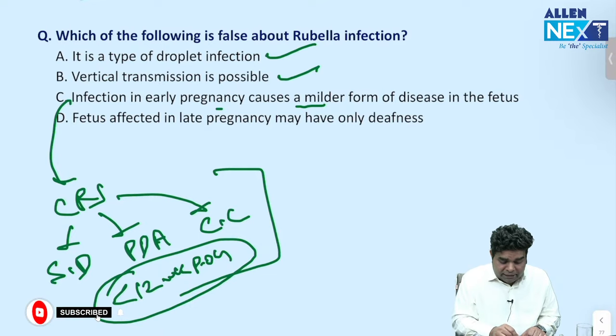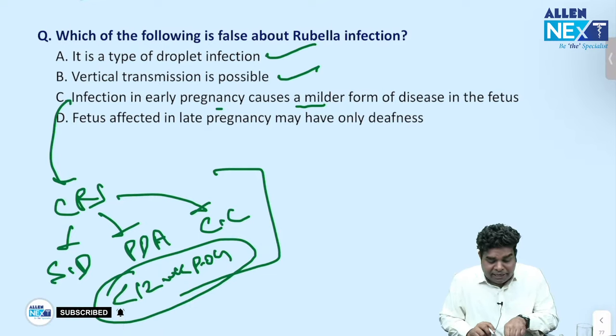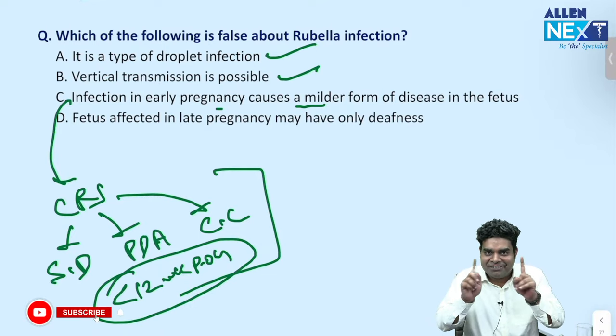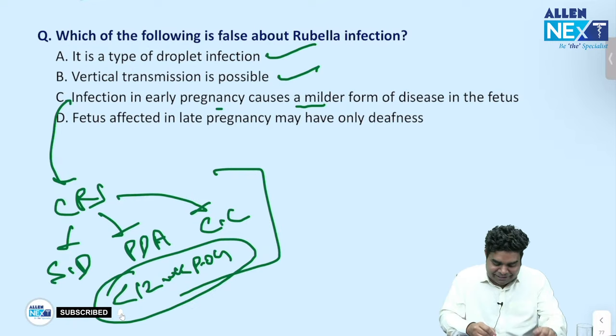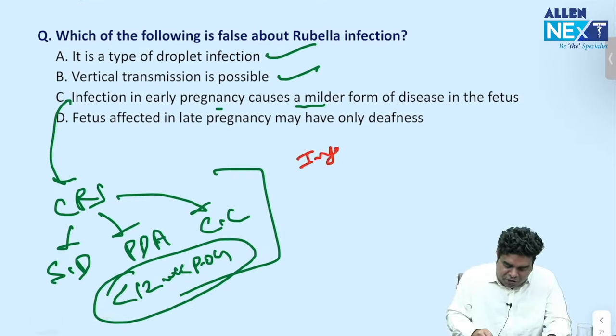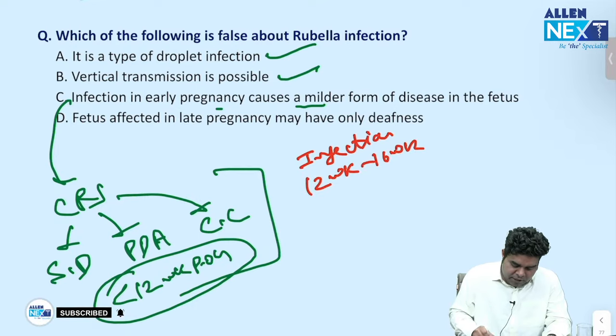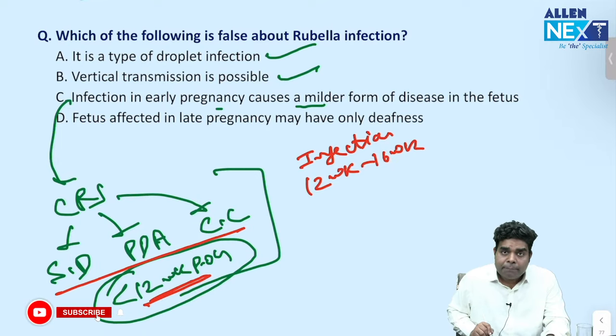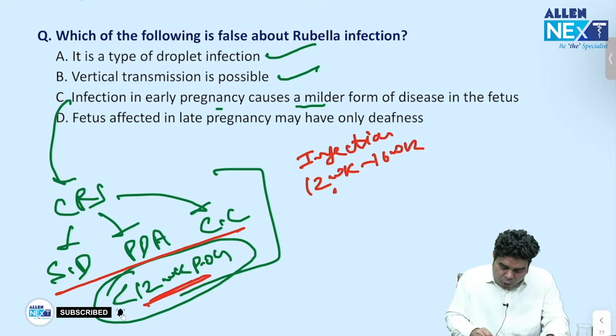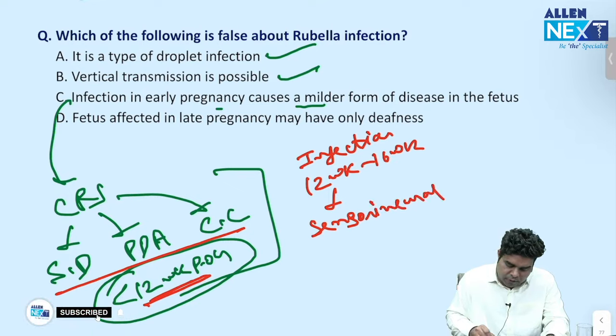Now let's come to the fourth option. Fetus affected in late pregnancy may have only deafness. No, no, no. Try to understand this concept. If the rubella infection occurred in the first 12 weeks, three things will occur. At 12 to 16 weeks, only one thing will occur, sensory neural deafness.